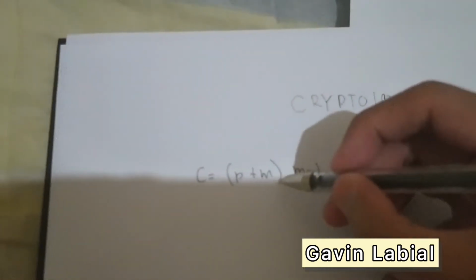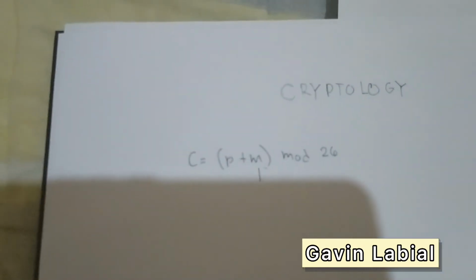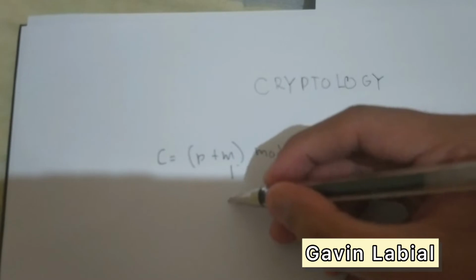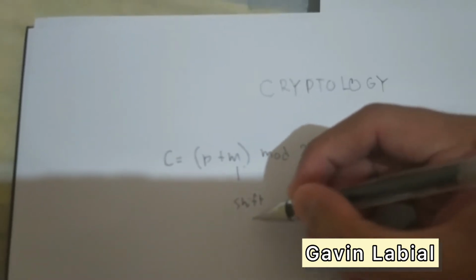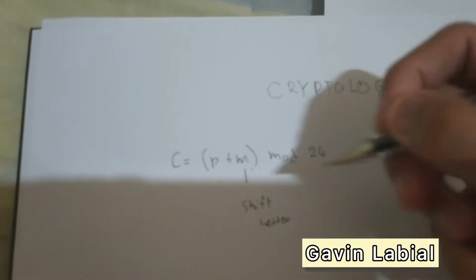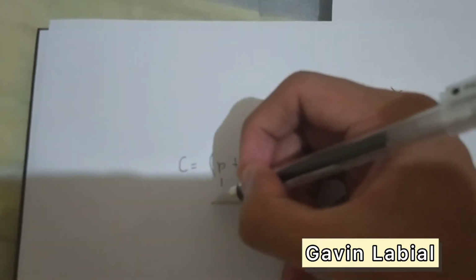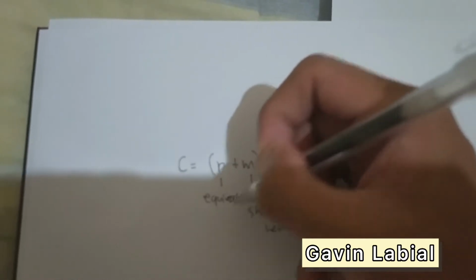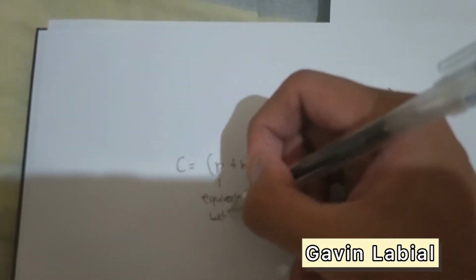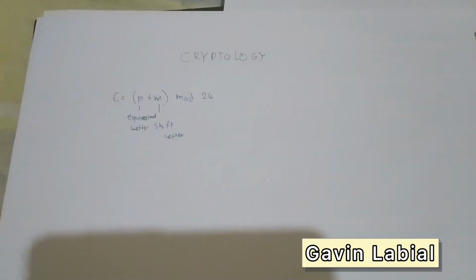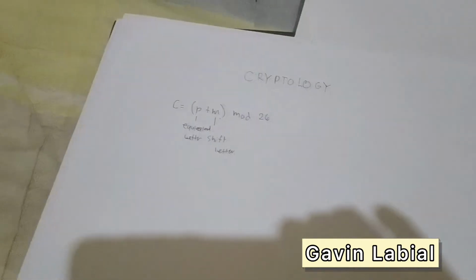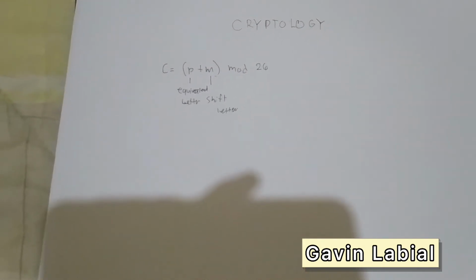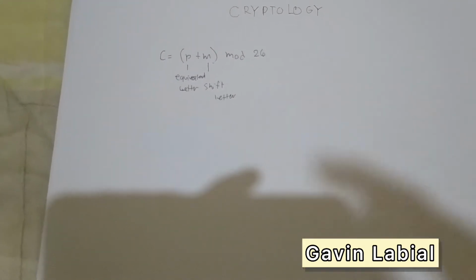Where M is the number of positions shifted, and P is the numerical equivalent of the letter. Because in cryptology, all letters have numerical equivalents. For example, 1 is A, 2 is B, 3 is C, and so on and so forth.